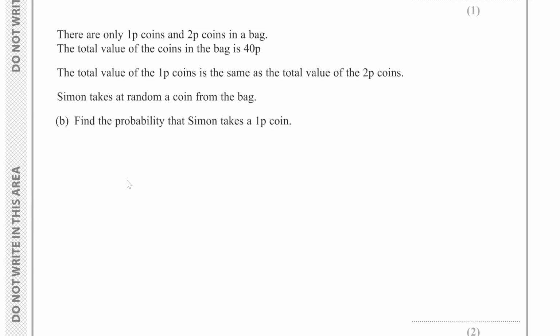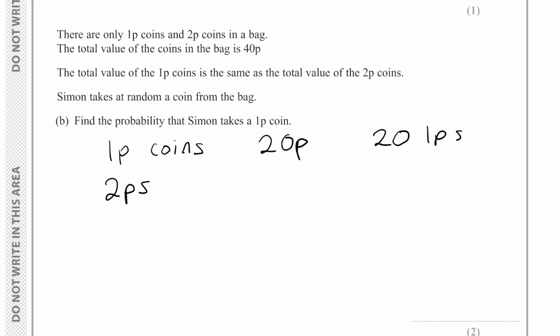There are only 1p coins and 2p coins in the bag. The total value is 40p. The total value of the 1p coins is the same as the total value of the 2p coins. So we've got 1p coins that are worth half of 40p, so 20p. So that would be 20 1p's. We've got 2p's that are worth 20p. How many 2p's make 20p? There must be 10 of them. So we've got 20 1p's and 10 2p's.